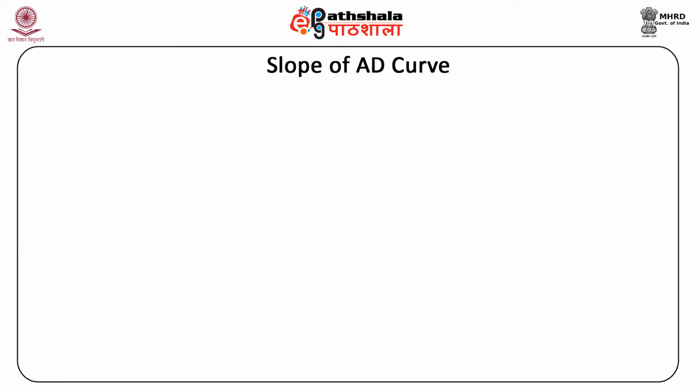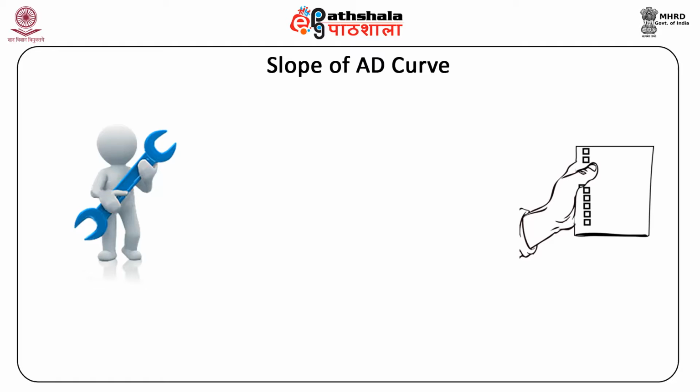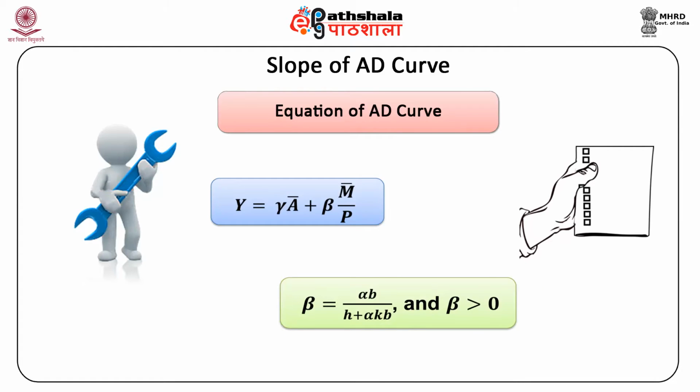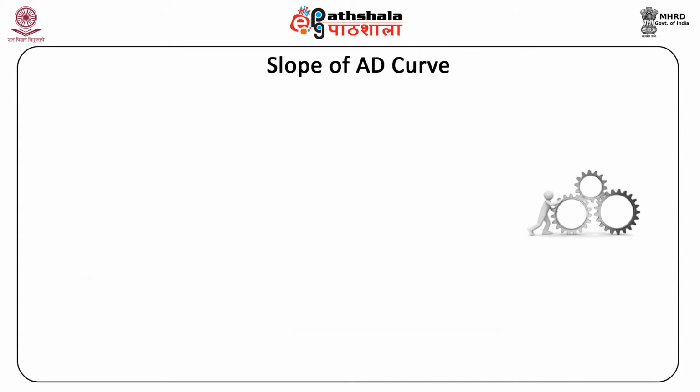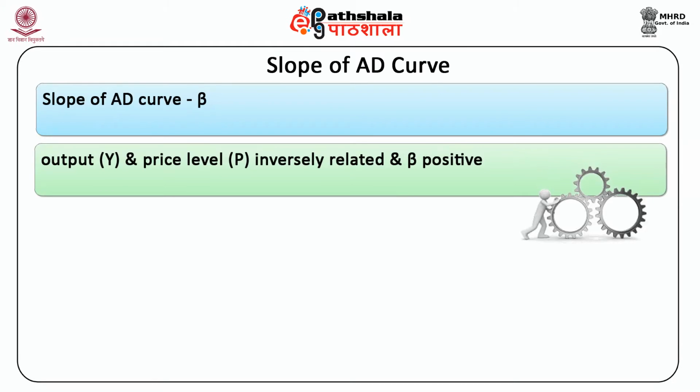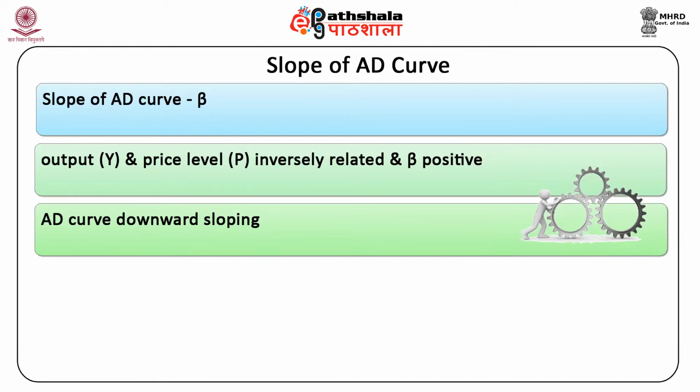Next, we will discuss the slope of aggregate demand curve. Mathematically, the equation of aggregate demand curve is given as follows. Y equals gamma into A bar plus beta into M bar by P, where beta is equal to alpha into B divided by H plus alpha K into B dash, and beta is greater than 0. The slope of aggregate demand curve is given by beta, defined previously. Note that in the previous equation, output and price level are inversely related and beta is positive. Therefore, aggregate demand curve is downward sloping.